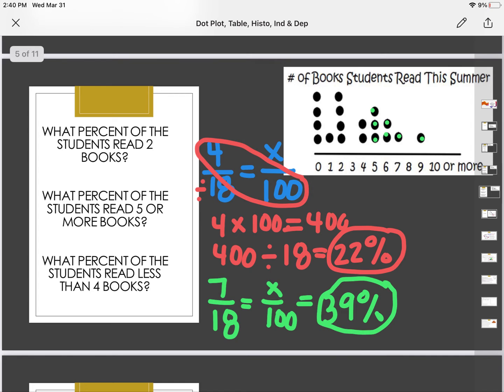And for the last one here, what percent of students read less than 4 books? So we need to count less than 4, so not including 4. 1, 2, 3, 4, 5, 6, 7, 8, 9. So it's going to be 9 out of our 18 equals x over 100. Cross multiply and divide, so 9 times 100 is 900, and then 900 divided by 18 is going to give you 50. So 50% of the students read less than 4 books.